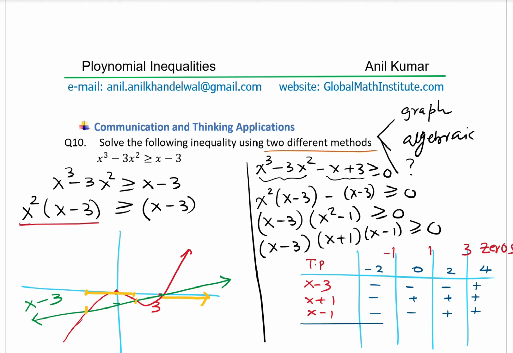So when you combine them all, you get your answer from the table, which is negative here, positive here, negative again, and positive. So clearly we are looking for greater than, that means positive, correct? So we have the solution which is within this interval, correct? As shown here.